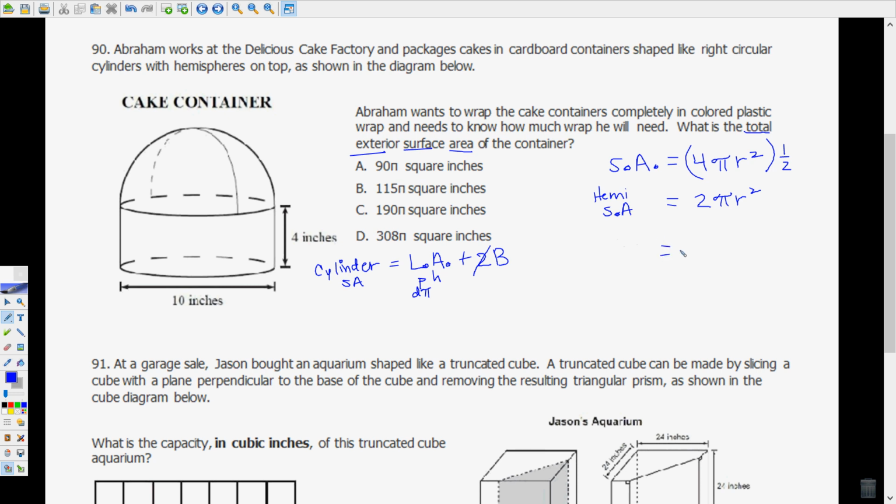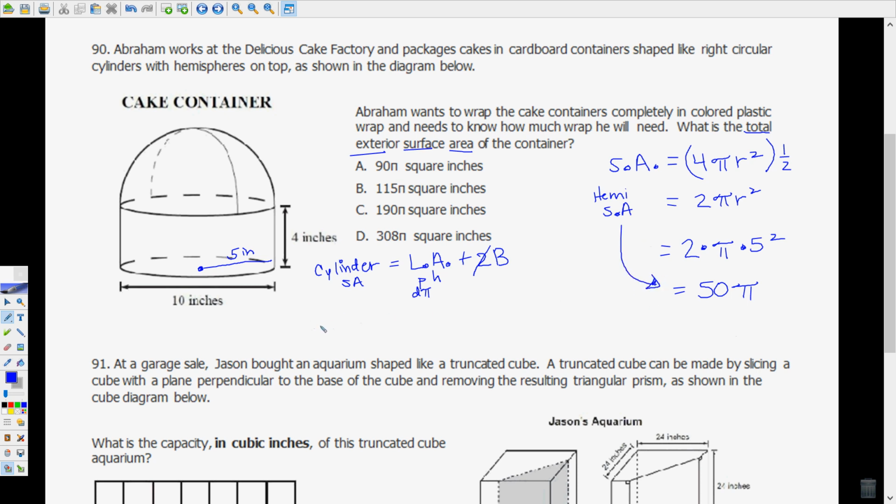So for the hemisphere, we have 2 times pi times radius squared. Now our diameter is 10, so our radius will be 5 inches. So radius squared would be 5 squared. So 25 times 2 gives us 50 pi. Notice all of these answers, A, B, C, D, are in terms of pi, so you want to make sure your answer is in terms of pi. So this is the hemisphere's surface area.